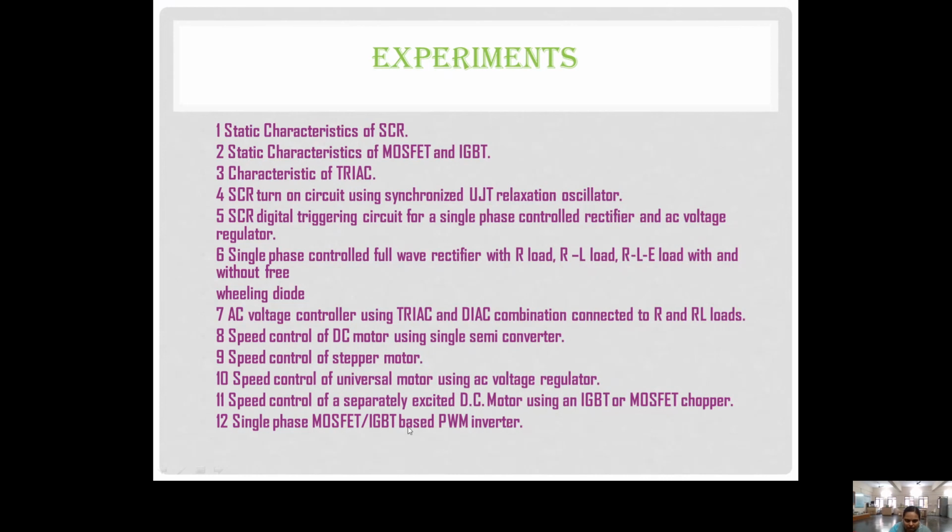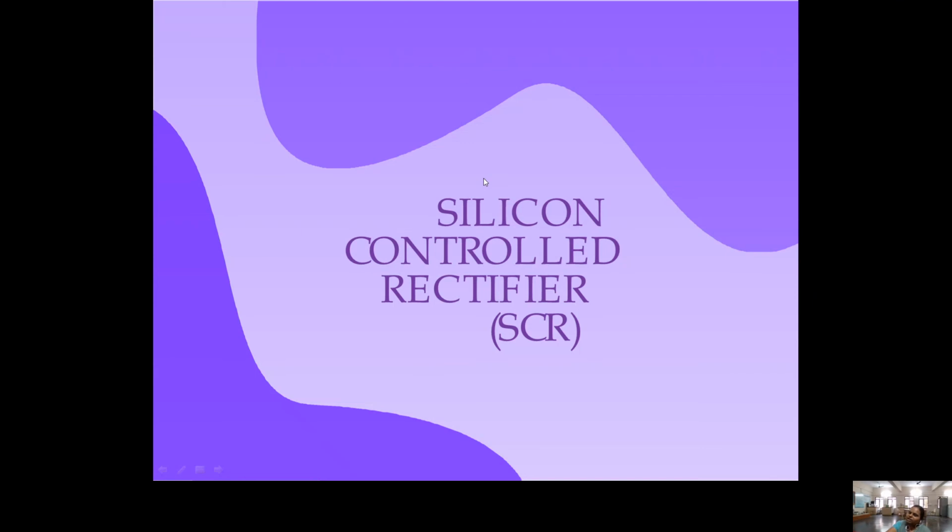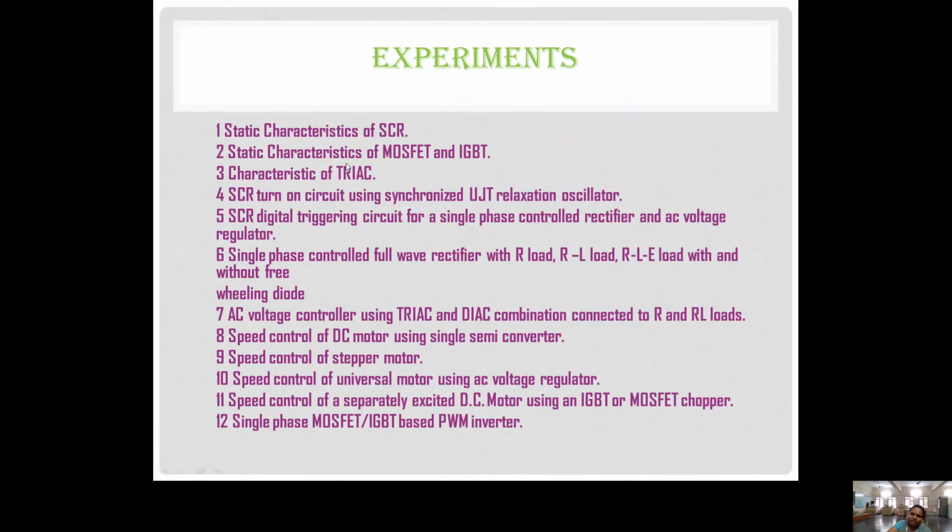These are the different list of experiments, so that we can learn one by one. In that, the first one is the silicon controlled rectifier: what the construction is, how it is done, why the name is given as silicon controlled rectifier. We'll learn all these things in our experiments, that is the theory part, and also how we can do the experiments based on these. These are the main ones: SCR, MOSFET and IGBT, TRIAC, DIAC. How speed control and motor control is going to be done, what parameters are going to occur for those, we will learn all those things in this lab.